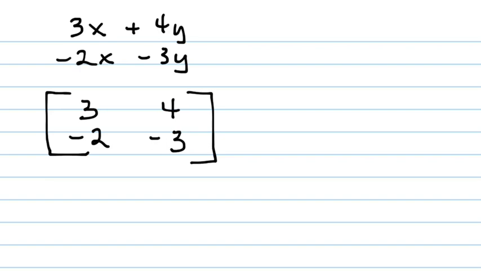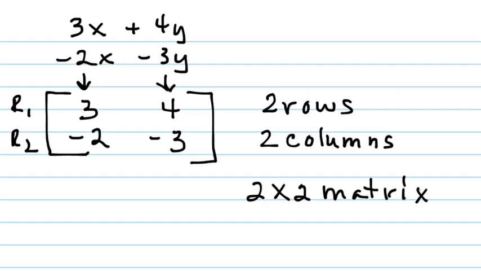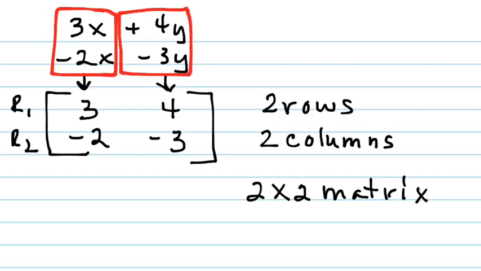And if you'll look, this one has 2 rows, right? Row 1, row 2. Remember, rows are the things going across. And it also has 2 columns. Do you see that? 2 things going up and down. Okay. So, if it's got 2 rows and 2 columns, this is called a 2 by 2 matrix. And notice that the number of rows and columns is determined by the number of variables in it. So this is 2 rows, and there's an x and a y, so that gives you 2 columns.